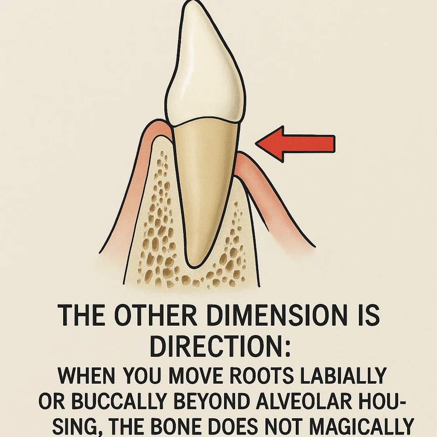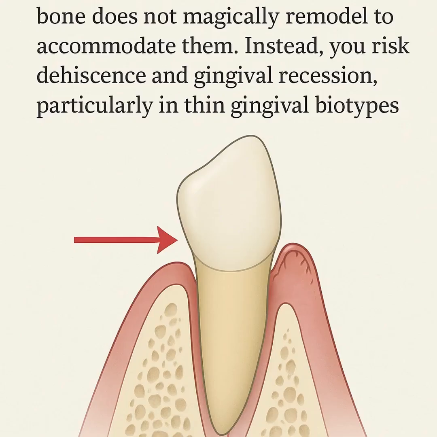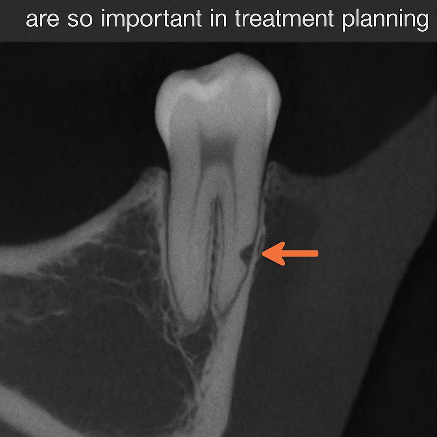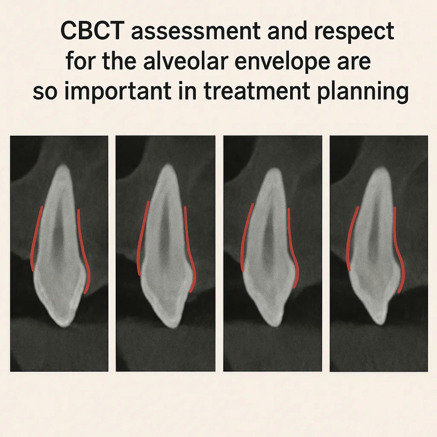The other dimension is direction. When you move roots labially or buccally beyond alveolar housing, the bone does not magically remodel to accommodate them. Instead, you risk dehiscence and gingival recession, particularly in thin gingival biotypes. This is why CBCT assessment and respect for the alveolar envelope are so important in treatment planning.